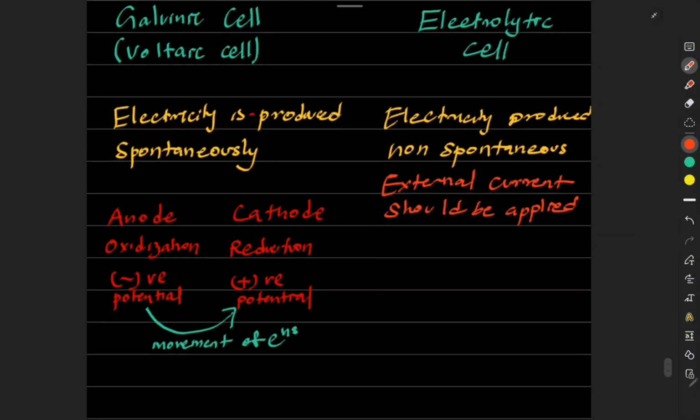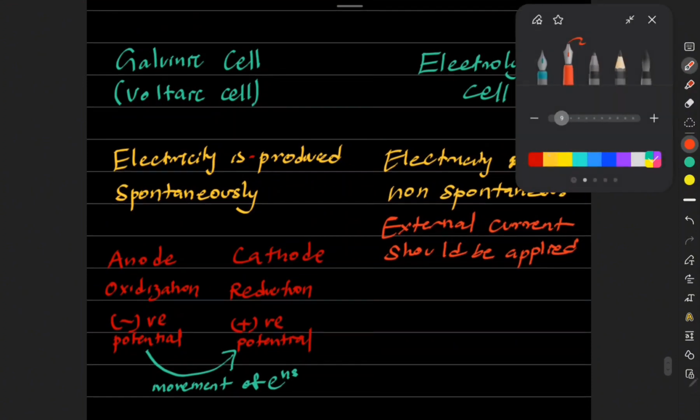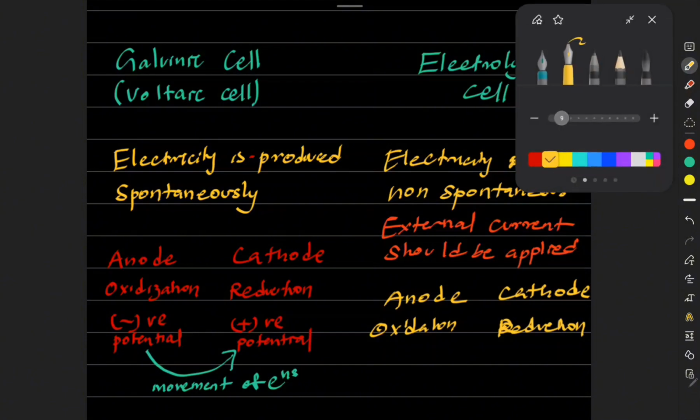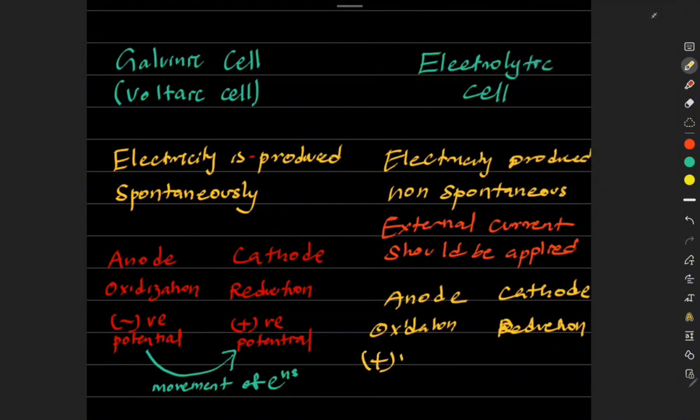Sorry, I missed the electrolytic part. In an electrolytic cell, there will be an anode and a cathode. The oxidation will occur at the anode, same as in a galvanic cell. Here the reduction will occur at the cathode, but the anode will be the positive terminal, with positive potential, and the cathode will have a negative potential.